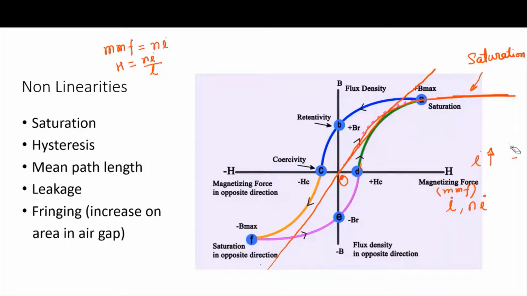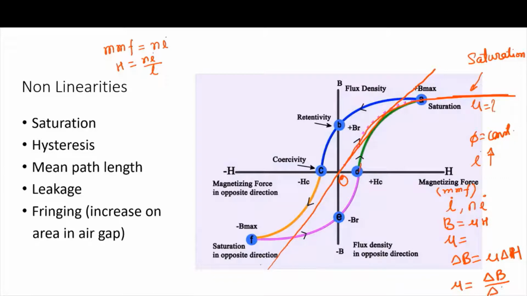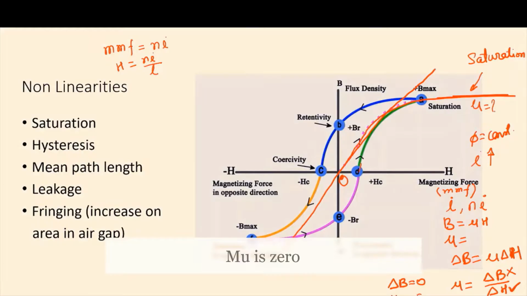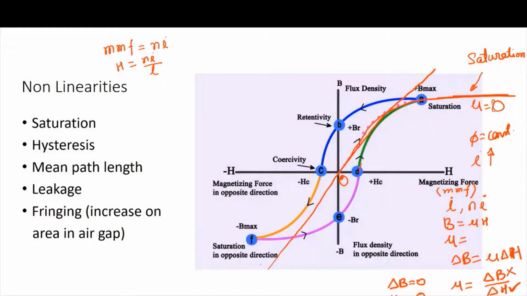So what is this mu in this region? Delta B, change in flux, is equal to mu delta H. Correct? So there is a change in H, but no change in B. Delta B is 0 for some change in delta H. So what is mu? 0.